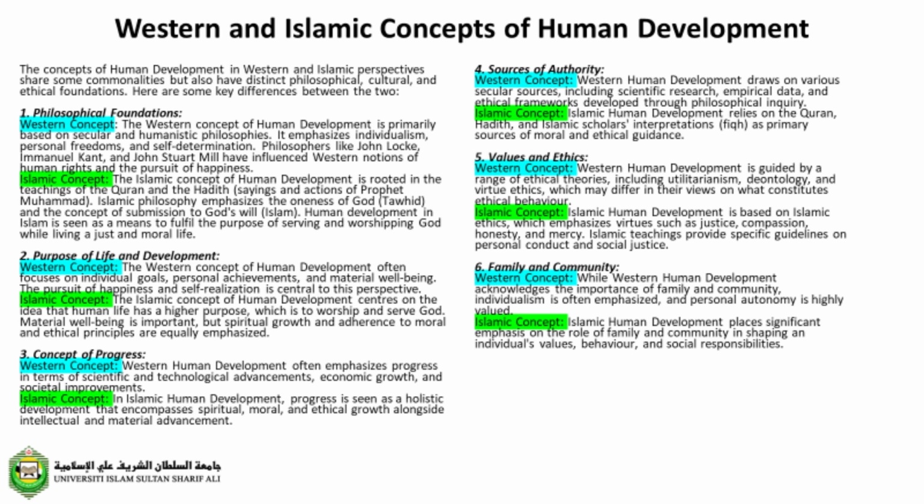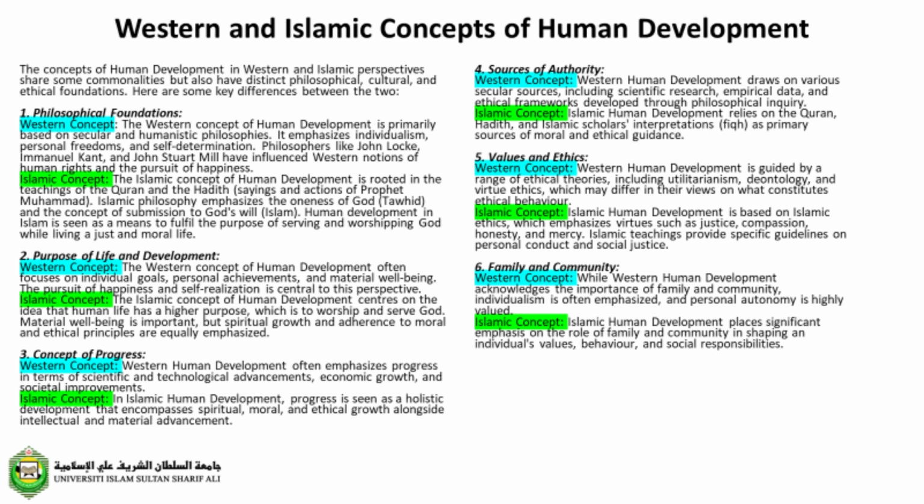1. Philosophical foundations. Western concept. The Western concept of human development is primarily based on secular and humanistic philosophies. It emphasizes individualism, personal freedoms, and self-determination. Philosophers like John Locke, Immanuel Kant, and John Stuart Mill have influenced Western notions of human rights and the pursuit of happiness.